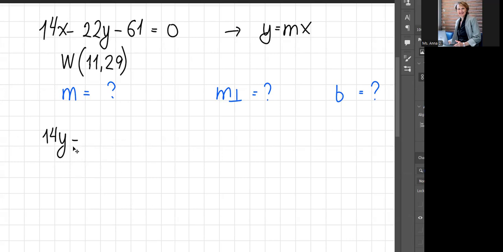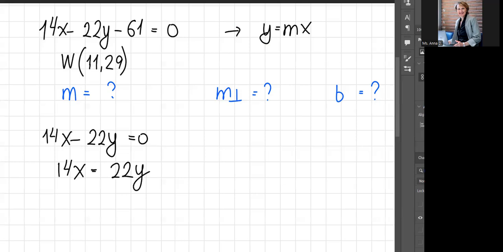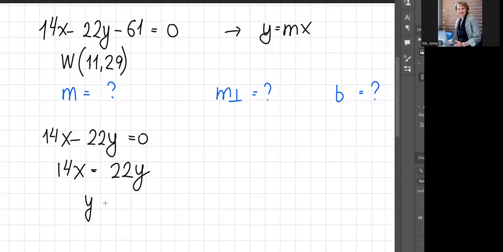I wrote interesting things here. 14x minus 22y. Forget the 61, not needed in order to find the slope. 14x will be equal to 22y. So we are able to identify that the slope will be 14 over 22. Maybe we can reduce this further, maybe by dividing by 2. So 7 over 11. Oops, we don't need x for the slope.